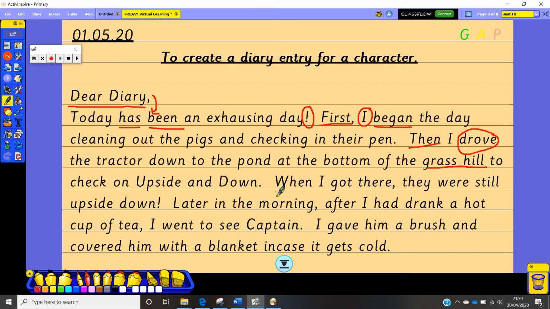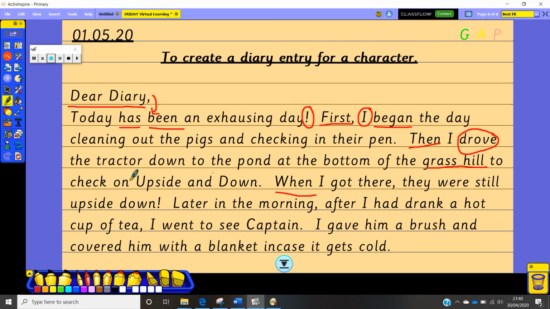When year 2, focus on this sentence here, this when sentence for our subordination. Okay, so when I got there, they were still upside down. So we can use when to start a sentence, or we can use when in the middle of a sentence. It's entirely up to you. Okay, so have a think about using when for at least one or maybe 2 of your sentences.